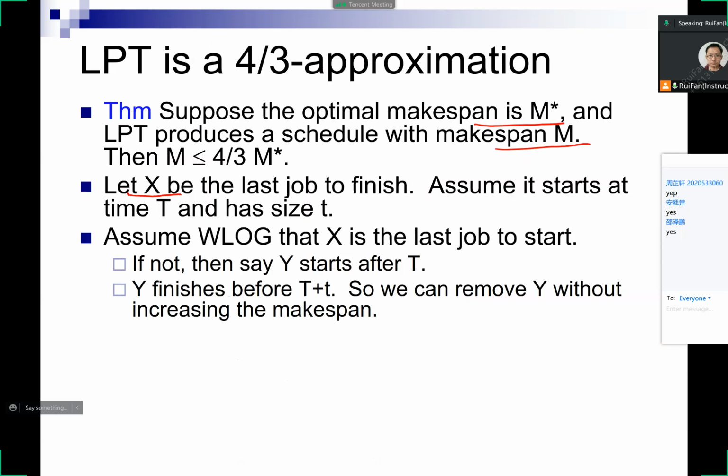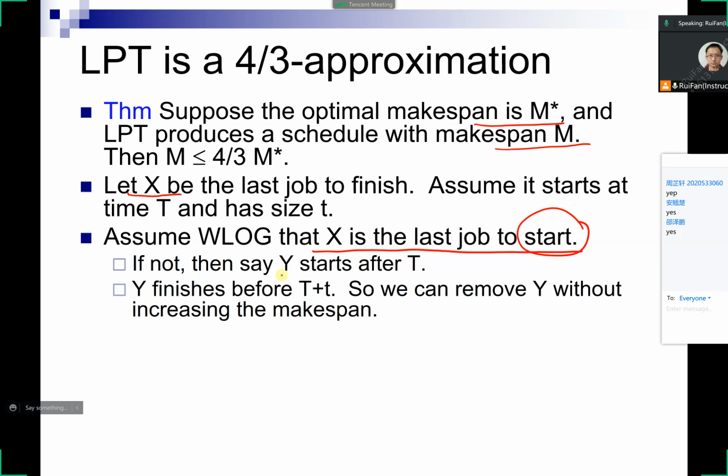So now X is the last job to finish. However, I claim that we can also assume that X is the last job to start. So not only is it the last to finish, it's also the last one to start. I claim that we can assume this.